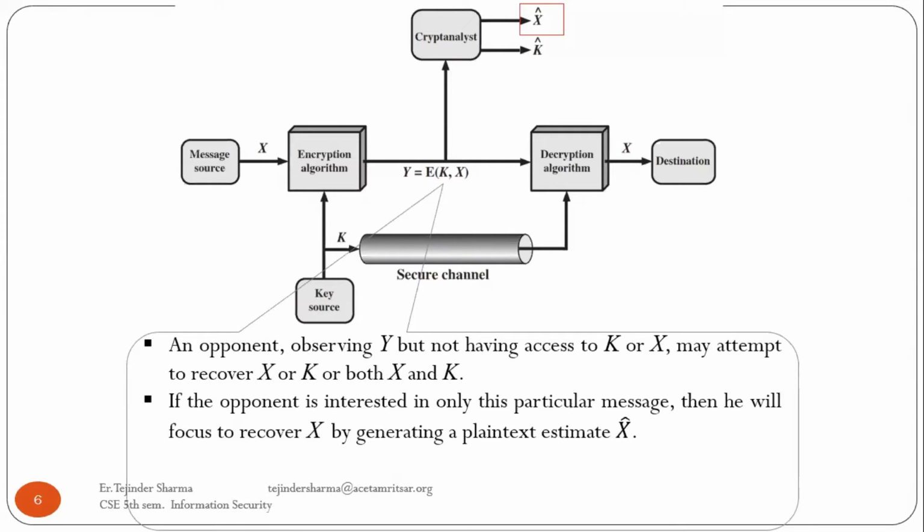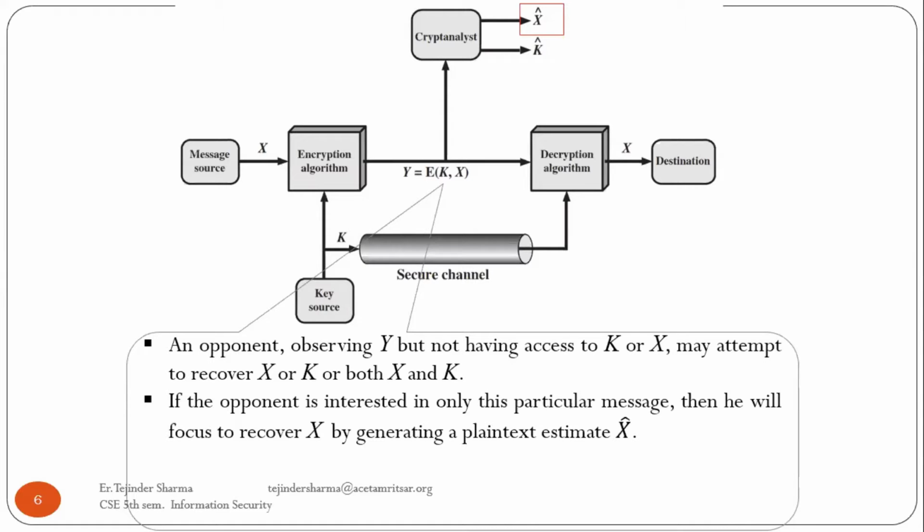Fine. So the message source is X and it is plain text. That is, X is being fed to the encryption algorithm, and using the key it is encrypted and passed through the secure channel to the decryption algorithm. But the cryptanalyst has direct access to this encrypted data, that is Y. Fine. So the opponent, observing Y but not having access to K or X, may attempt to recover X or K or both K and X. If he has the key, he will try to recover X. But if he has X, he will try to recover the key.